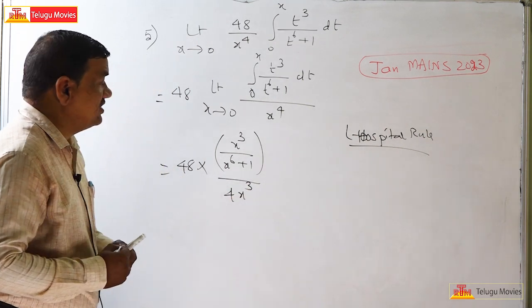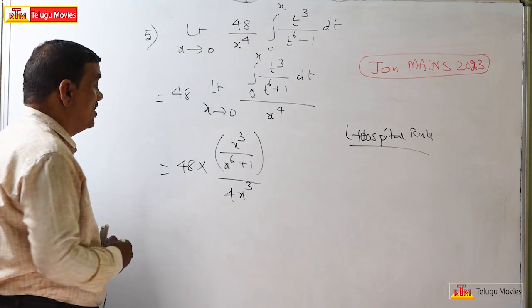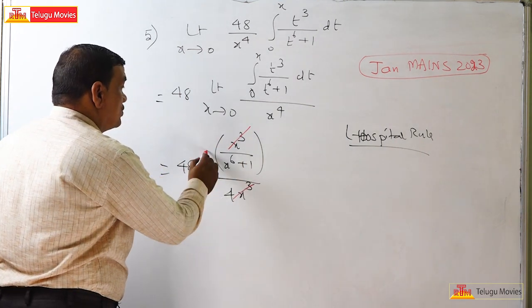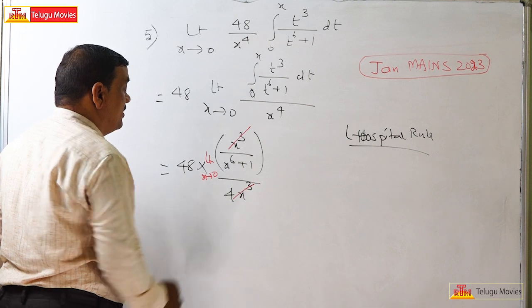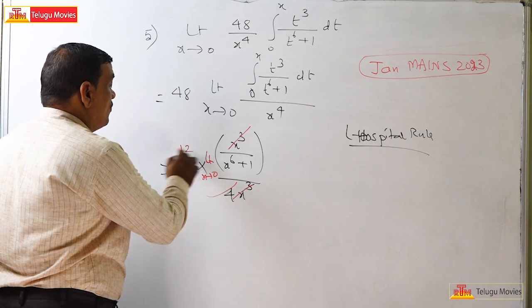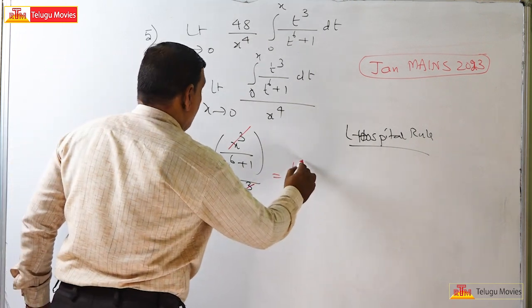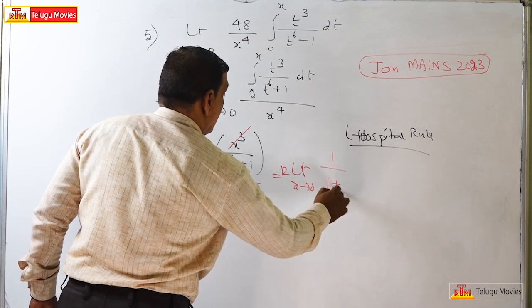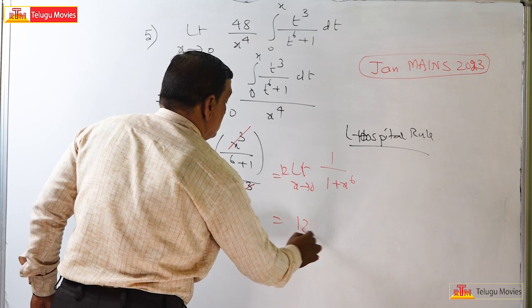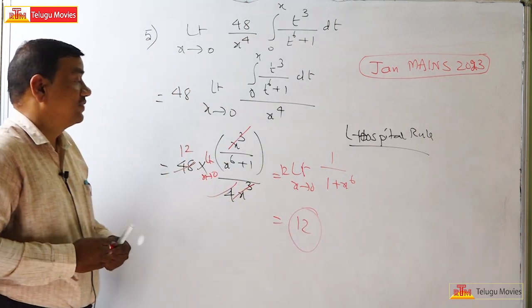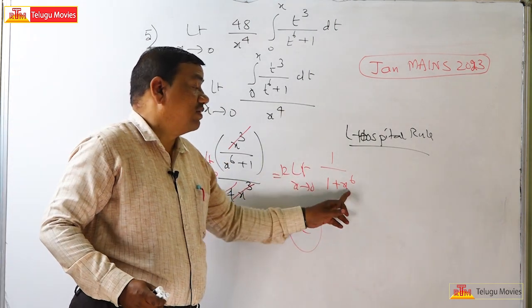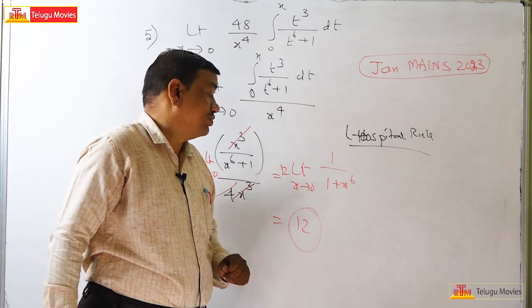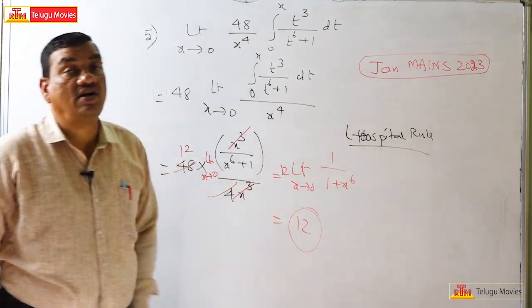Any more cancellations? Yes, cancellation is clearly there. X cube cancels, of course, limit x tends to 0. So 4 1s are 4, 4 12s are 48. So this is equal to 12 into limit x tends to 0, 1 by 1 plus x power 6. This is clearly 12. Wherever x is there, substitute 0. 12 is the final answer.